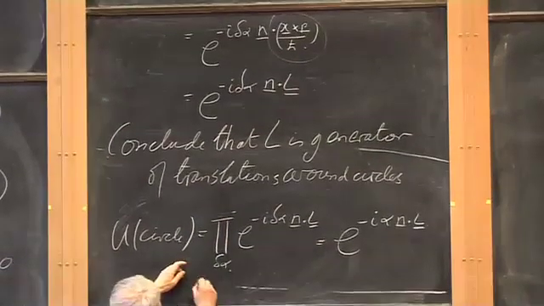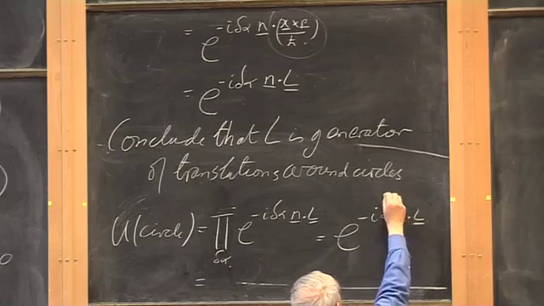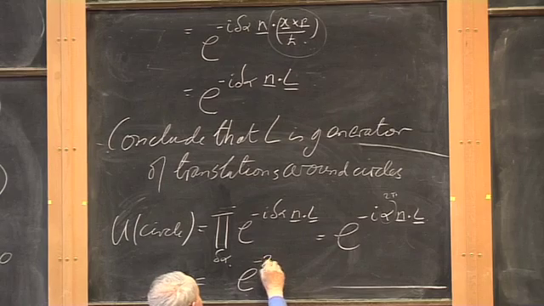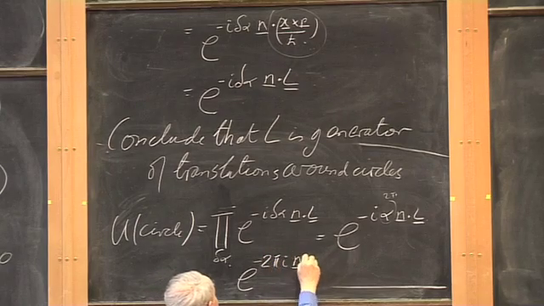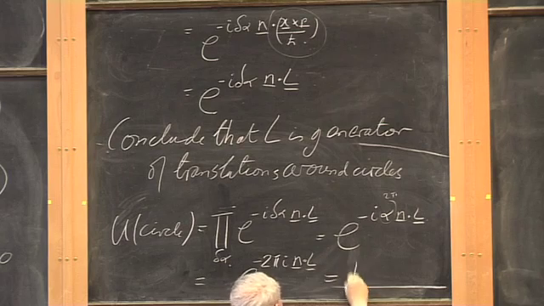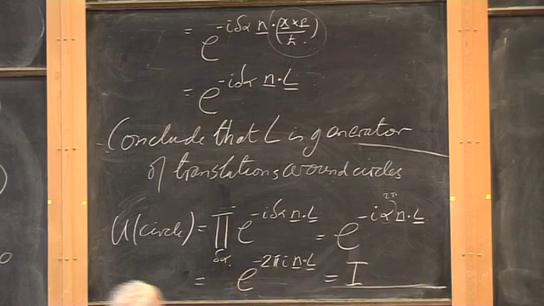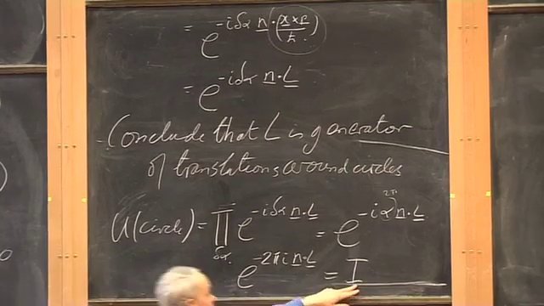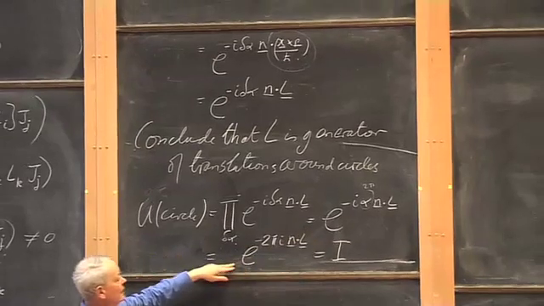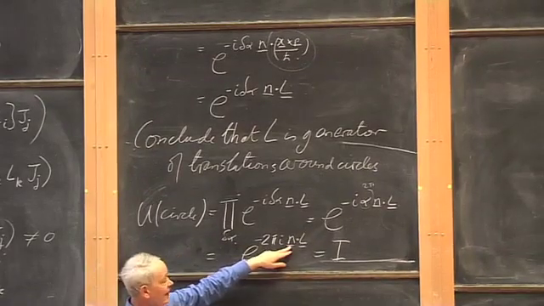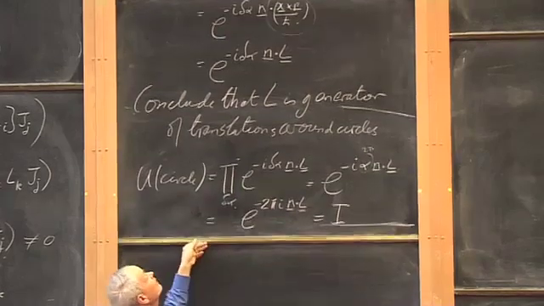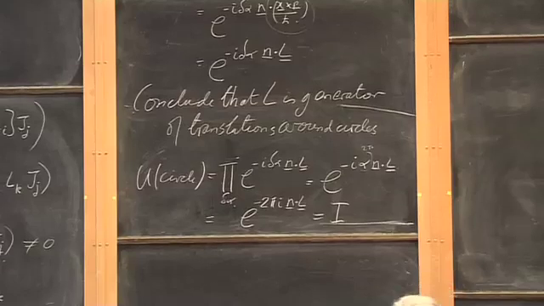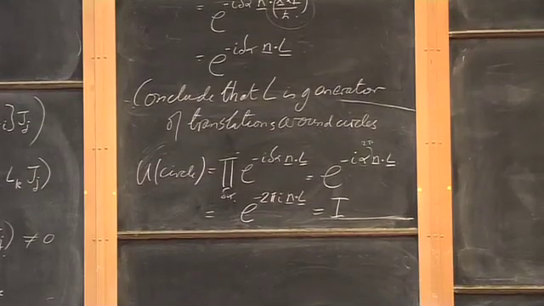So for a circle, this is going to be 2 pi. So we're going to come to the conclusion that e to the minus 2 pi i n dot L is equal to the identity transformation, because we've shown that U going all the way around any closed path has to be the identity. So this thing has to be an identity for any unit vector n. And we'll need that result shortly.